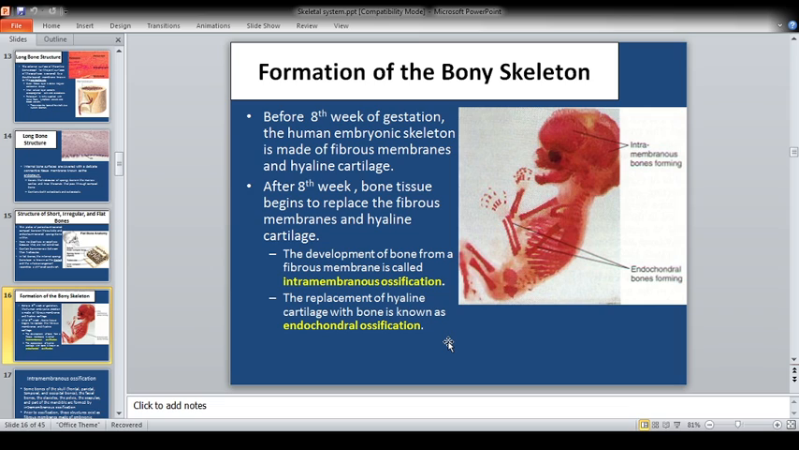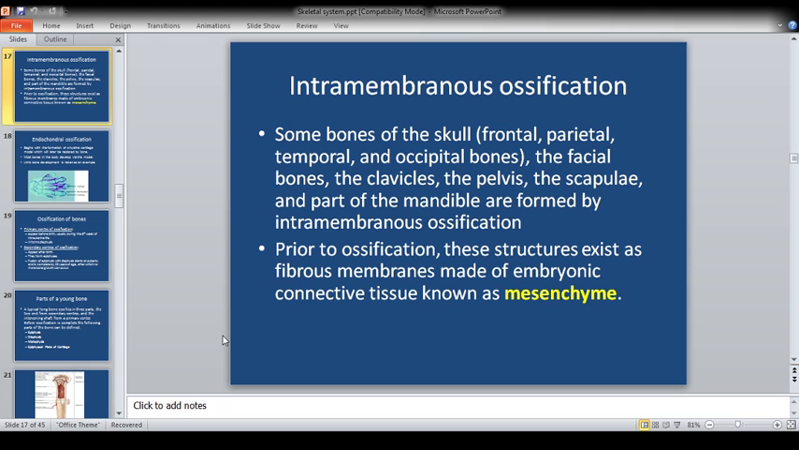Now there are two types of maturation of bony tissue. One is intramembranous ossification and the other is endochondral ossification. I've explained it in detail over there. So this is an embryo, and as you can see, endochondral bone is forming. The long bones would mature via endochondral ossification, whereas the flat bones would mature via intramembranous ossification.